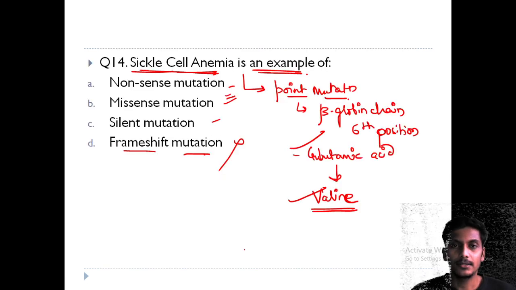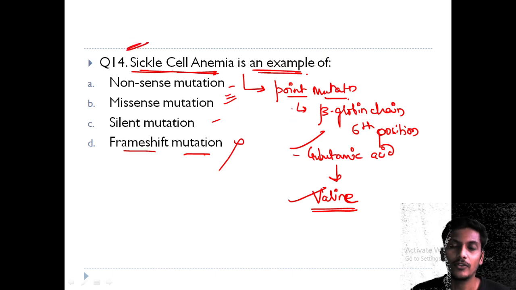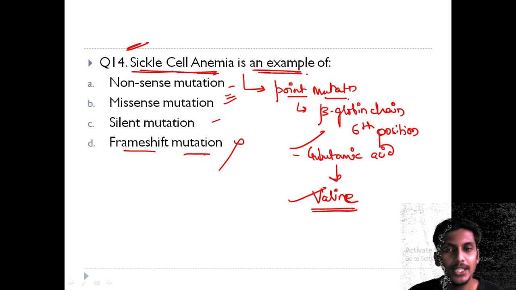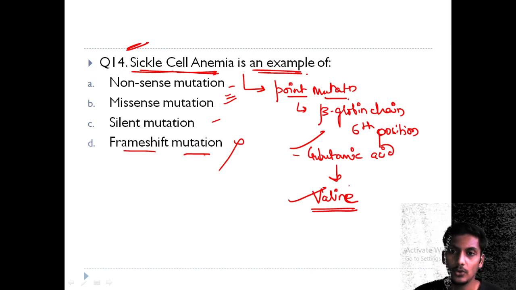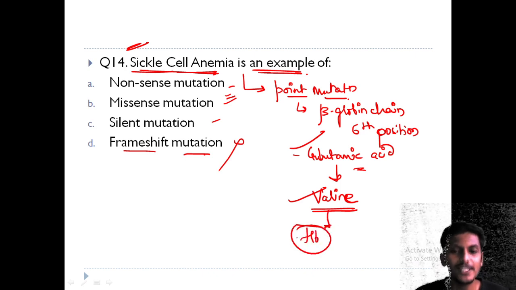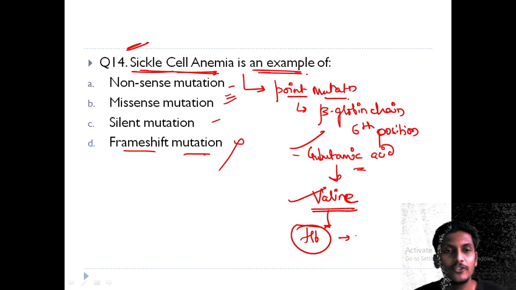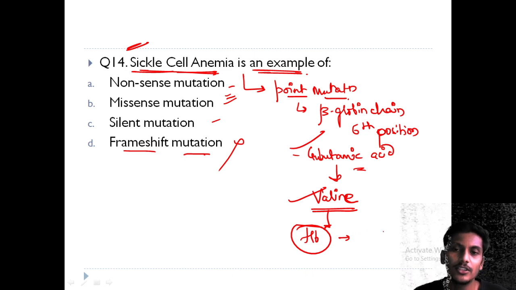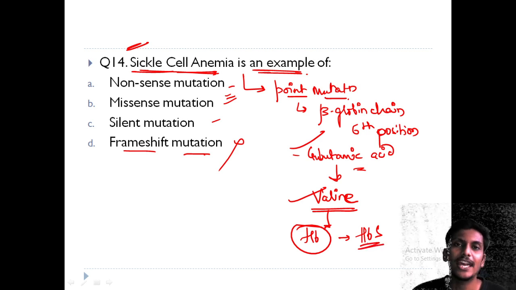So please remember this. Now coming back to our question, what was it? Sickle cell anemia is an example of point mutation, where the beta globin chain at the 6th position, which usually contains glutamic acid, has now been replaced by valine. So ये भी hemoglobin usually बनाएगा. It will make hemoglobin, but this time the hemoglobin which is formed would be a defective hemoglobin known as sickled hemoglobin or HbS.